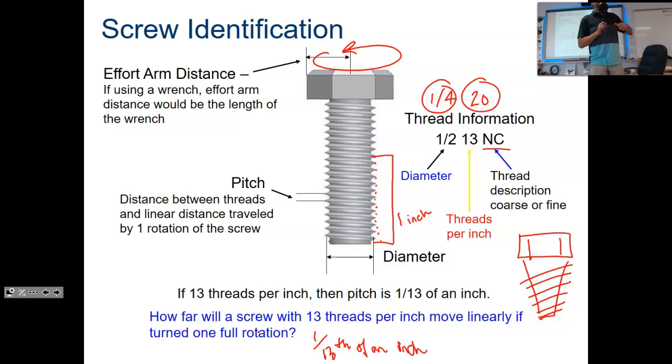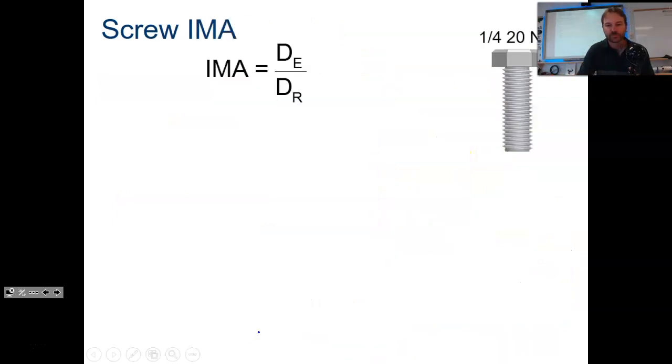1/13 of an inch. And you can tell that if you turned it half way, if you turn this thing only around half of a screw, it would be 1/26. And if you did a 1/4, it would be like 1/54. So you can see very quickly that this is a way to really finely control things. If you need to move something very, very small amounts, using a screw is a really clever way to change rotational motion into linear motion.